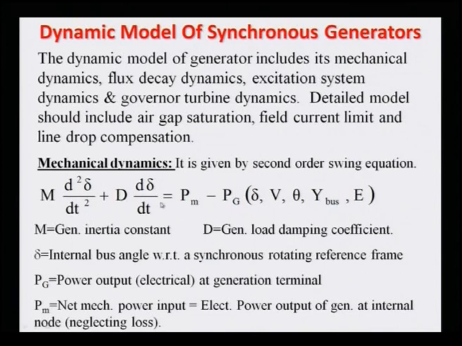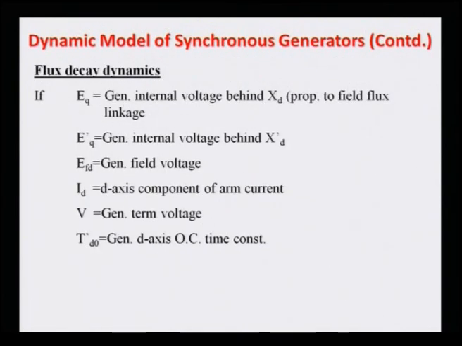Normally the swing equation is used for the classical analysis of the transient stability of a machine. Now, as I said, we also have to consider the flux decay dynamics, because once the machine is loaded and there is some disturbance outside the machine, the flux is also going to change. And due to this flux change, the induced voltage etc. is also going to change.